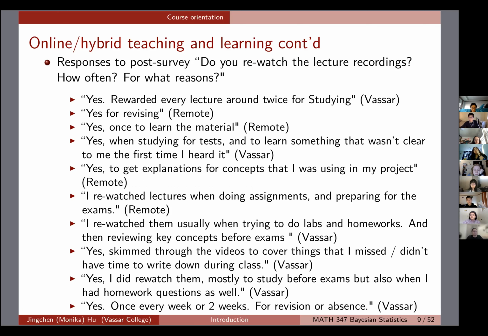This whole slide, of course, I won't read, but I just want to show you the responses to the post survey. Do you rewatch the lecture recordings? How often and for what reasons? I have remote and master's students' notes, all anonymous, but I did collect that information. So feel free to read them over later. And of course, use the recorded videos as you see fit.